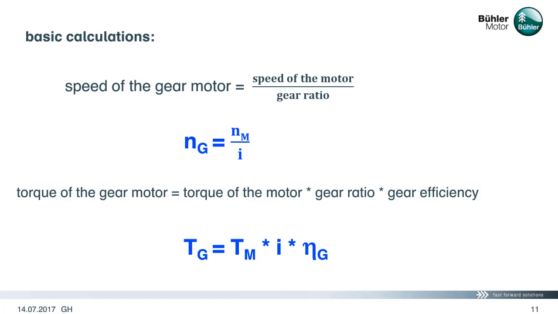The gear ratio, which is the relationship of the number of teeth in the gear train, is specified in the datasheet of the gear motor. Also, the number of stages, which define the gear efficiency, is stated in the gear motor specification.